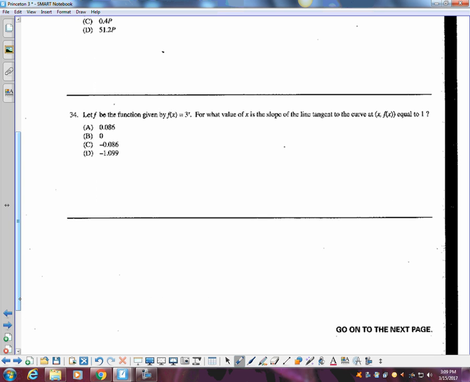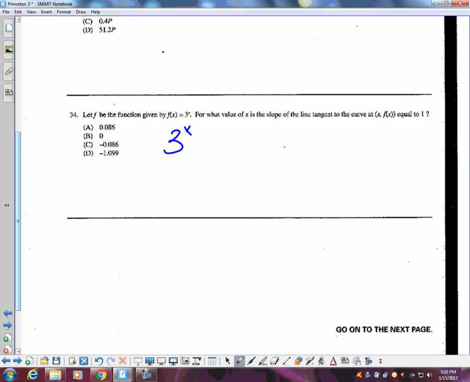Okay, we got f of x equals 3 to the x. For what value of x is the slope of the line tangent to the curve at x, f of x equal to 1? Where is the slope of the tangent line equal to 1? So find the equation of the tangent line, set it equal to 1, and solve it. Y'all see that?